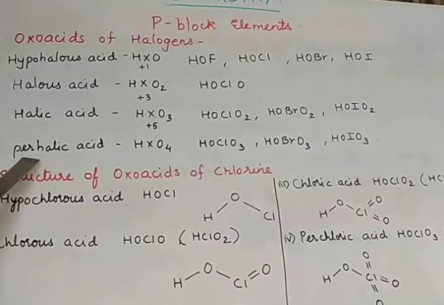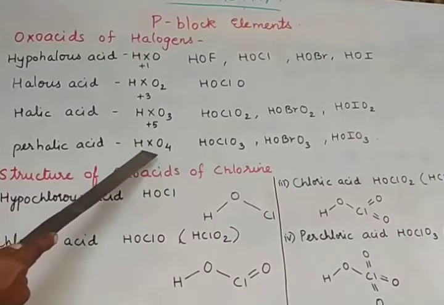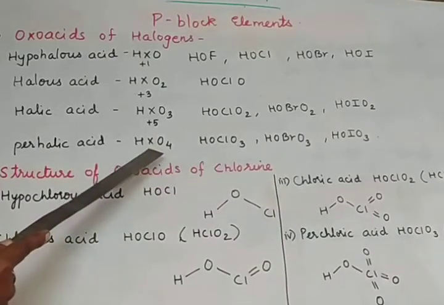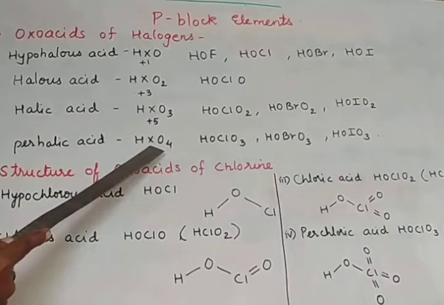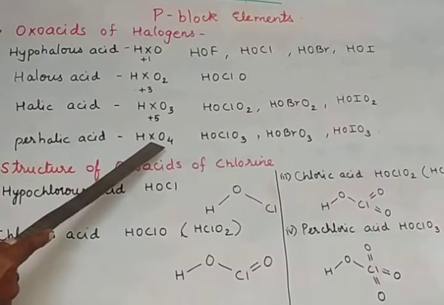And the last one is perhalic acid. Perhalic contains one more oxygen. The formula becomes HXO4. These are the different compounds. So here you can find out the oxidation state of the halogen. The oxidation state of X you can calculate.